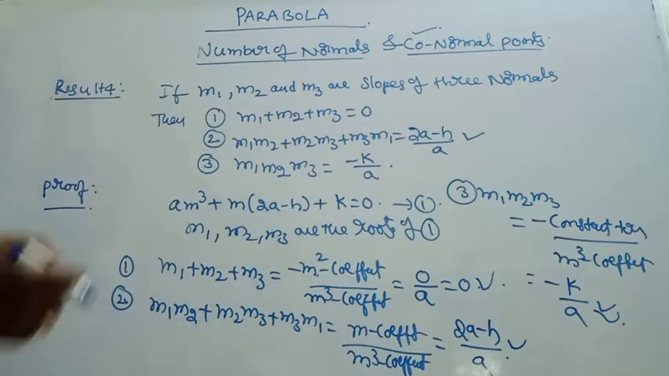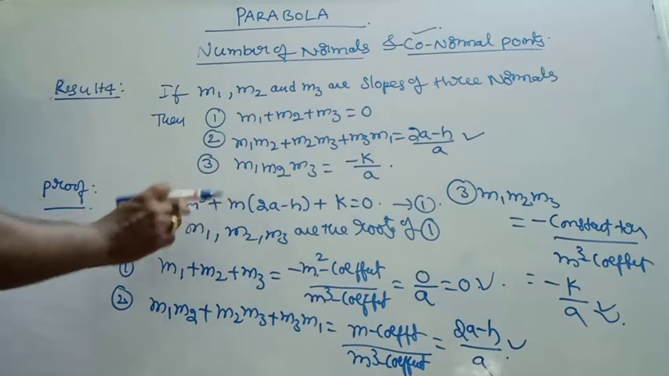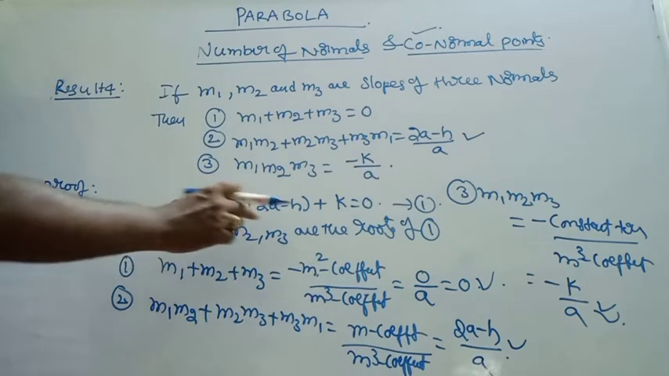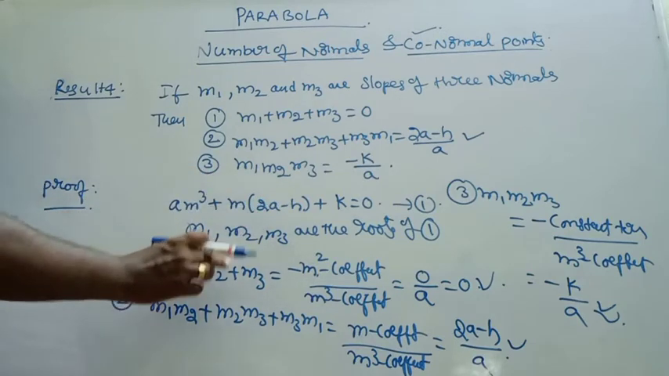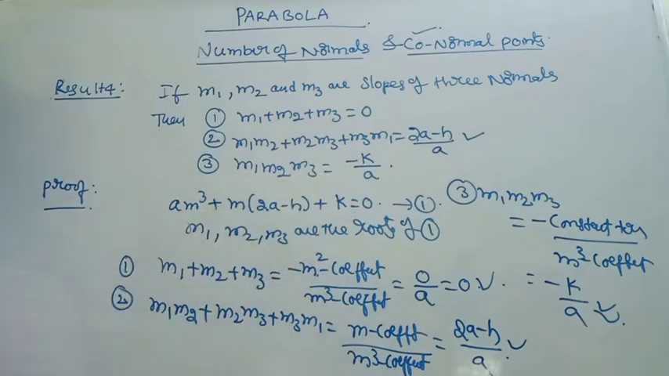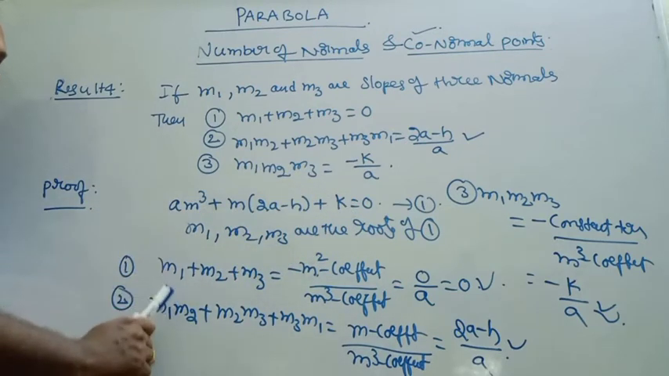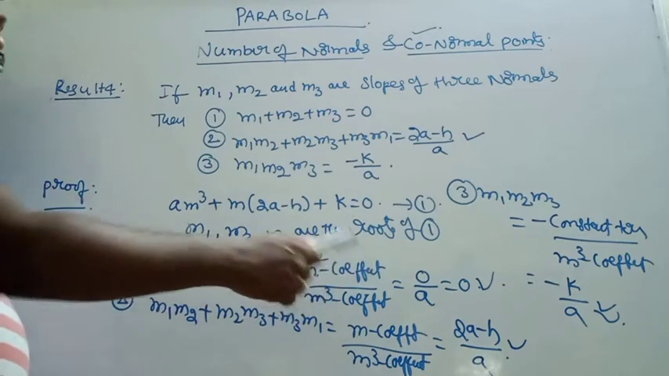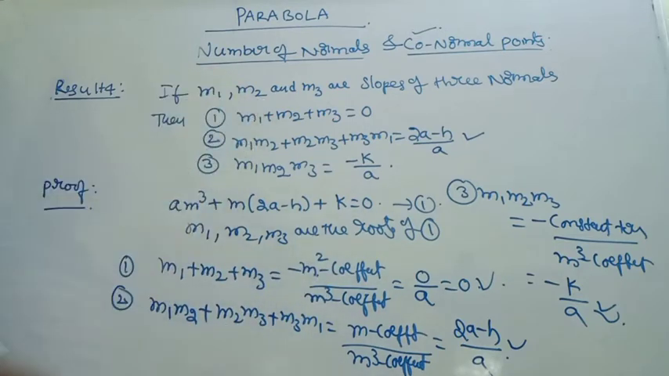How did we get it? We already got a cubic equation, which means it will have three roots. Now, by this formula the sum of the roots is this, and the sum of the roots taken two at a time is equal to 2a minus h by a. Now the third one, the product of the roots, is equal to minus k by a. In this beautiful way we have got this result, and we can use this in many places.